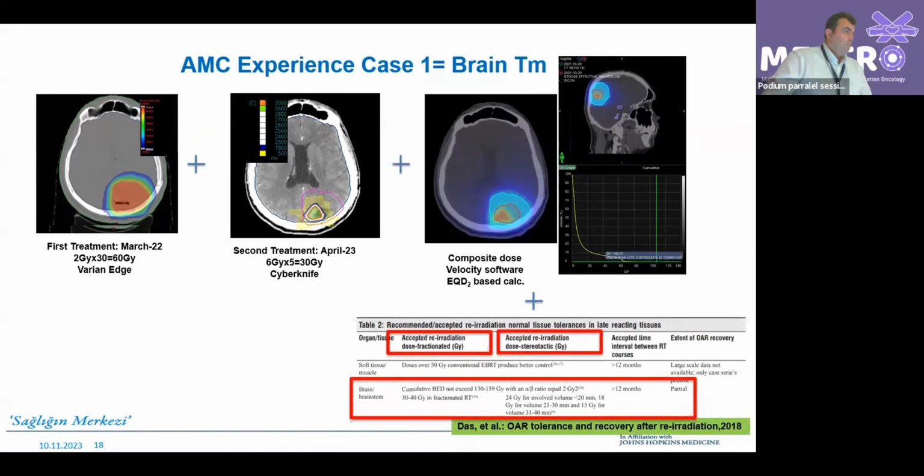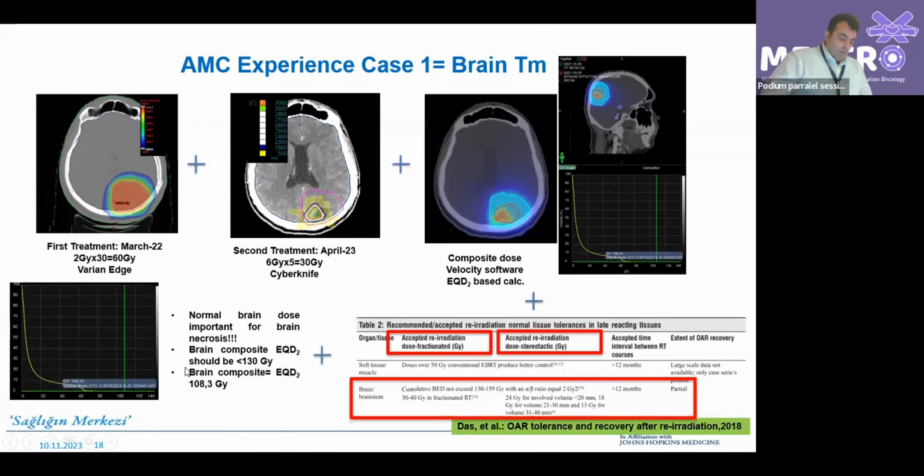We follow one of the protocols for the brain because there is no brainstem here, no critical structures here. According to the literature, the brain composite dose should not exceed 113 gray, and according to this EQD2 formula, our dose is 108, which is under the 113. So I accept this dose, and I just told my doctor that brain necrosis could not happen for this case.